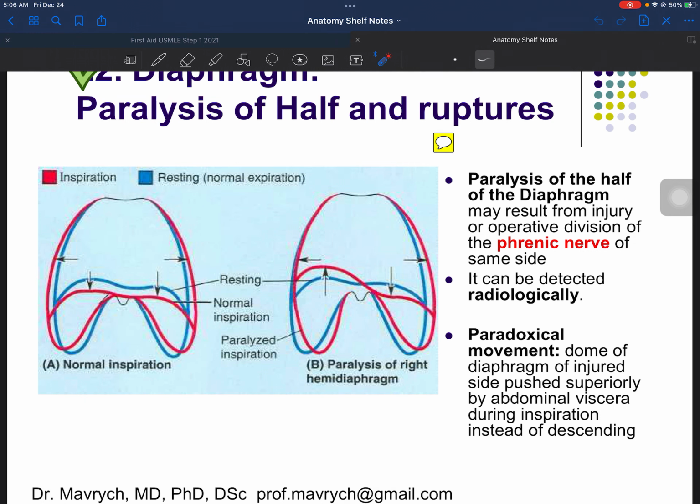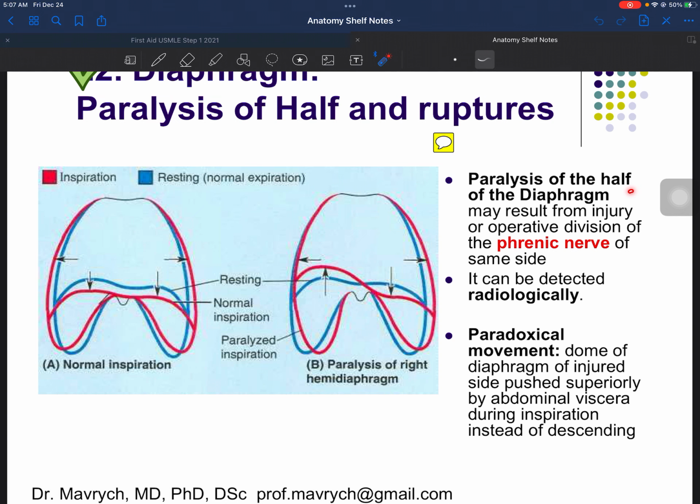But in normal inspiration, if you are breathing in and pulling the air inside, this is where the diaphragm is going to be. This is the red one. So the diaphragm is going to be lower, and if you are resting, your diaphragm is going to be above. During the inspiration, the diaphragm is going to pull downwards.